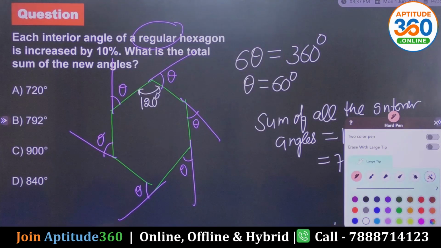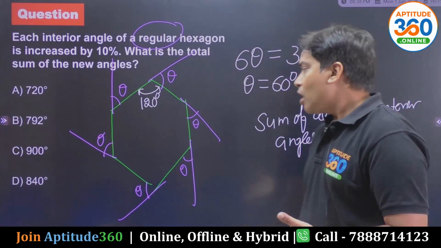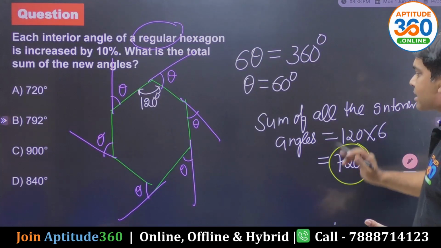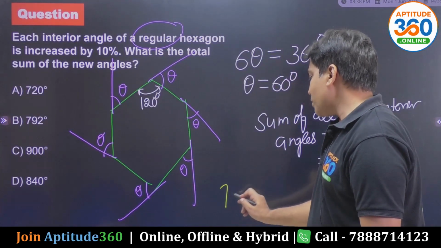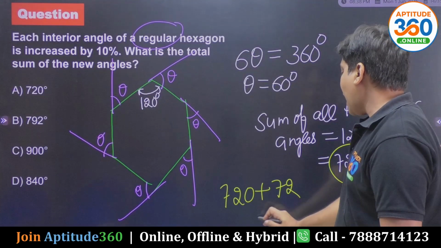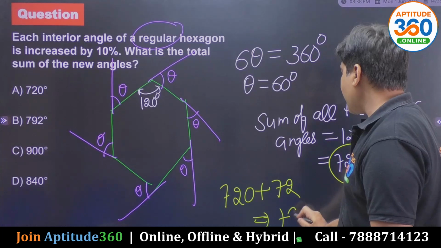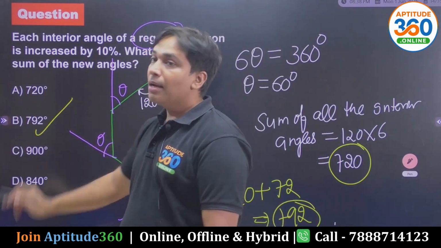Now the problem says all the angles are increasing by 10%. If all the angles are increasing by 10%, then the total value will also increase by 10%. So this is going to be 720 plus 10% of 720, which is 72. If you add them up, the value is coming out as 792. That is what it is. Option number B is the right answer.